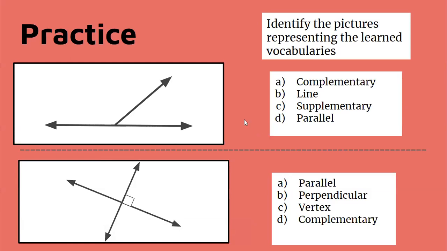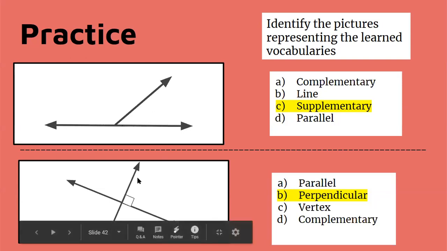And welcome back. So here are the answers. For the first one, we got supplementary because the straight line is showing a 180-degree angle. And then this line right here that goes out of it is splitting the angle into two different angles that add up to 180 degrees.